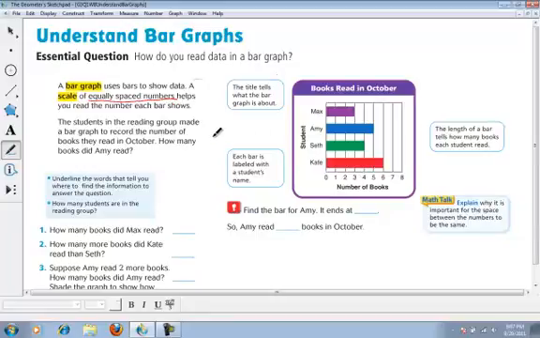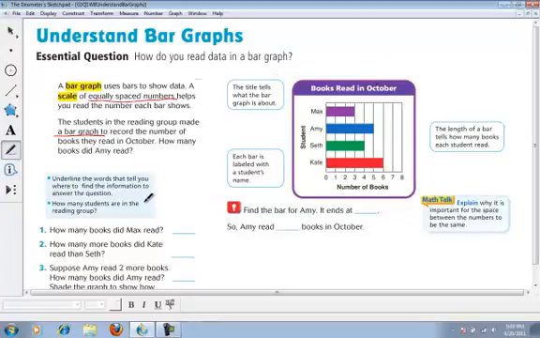Now let's take a look at our problem. The students in the reading group made a bar graph to record the number of books they read in October. How many books did Amy read? Well, let's look down here in this blue box. That's going to give us some hints of how to solve the problem. Underline the words that tell you where to find the information to answer the question. Well, here it tells us that they made a bar graph. So that's where we're going to look to answer this question, is in the bar graph.